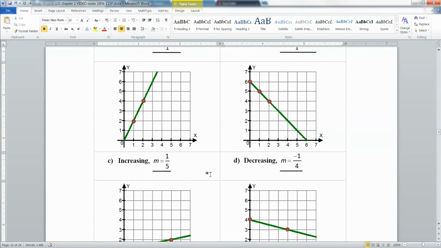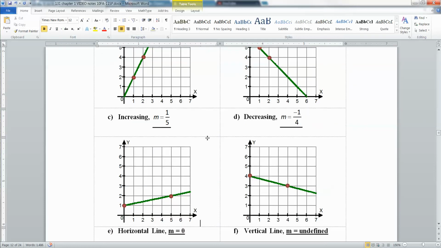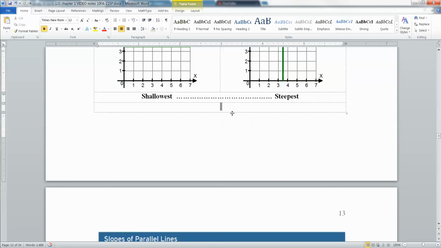That's a good thing. Now, they also want us to put these in order from shallowest to steepest. So that's a little bit of a tricky proposition, because what they're implying there is don't pay any attention to the positive negative thing. Just pay attention to whether it's shallow or steep. All right, poof, like that. I'm going to put it down at the bottom here. I think that'll help.